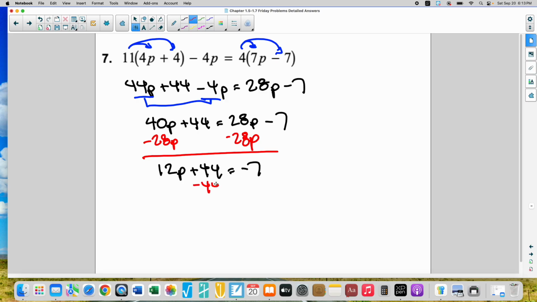Let's subtract 44. 12p equals -53. Ugly. Let's check and make sure. 44, 4, -4. That simplifies to 40. That's 28.